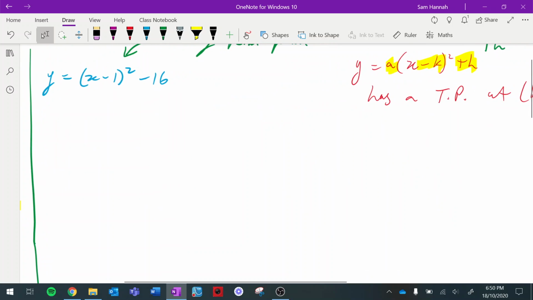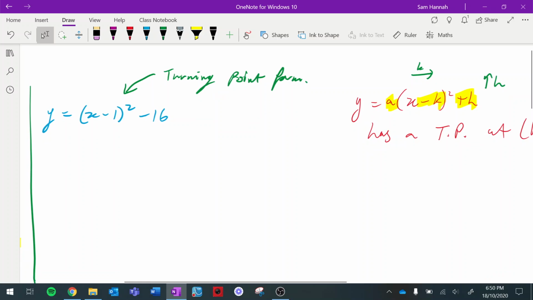So that's what we do in general. For this specific case over here, you can tell straight away that because it's got a minus 1, it's gone this way 1 unit and it's gone down 16 units. So that means that we have a turning point at 1, minus 16.